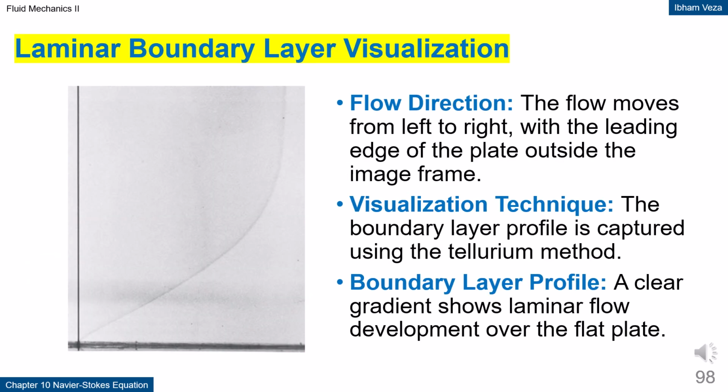Laminar boundary layer visualization. The visualization of a laminar boundary layer shows how the layer thickness increases along a flat plate. The tellurium method is used to make the flow profile visible experimentally. The steepest velocity gradient occurs near the wall. This pattern shows the gradual transition from zero velocity at the wall to the free stream velocity. This image is very helpful for building intuition about boundary layer structure.